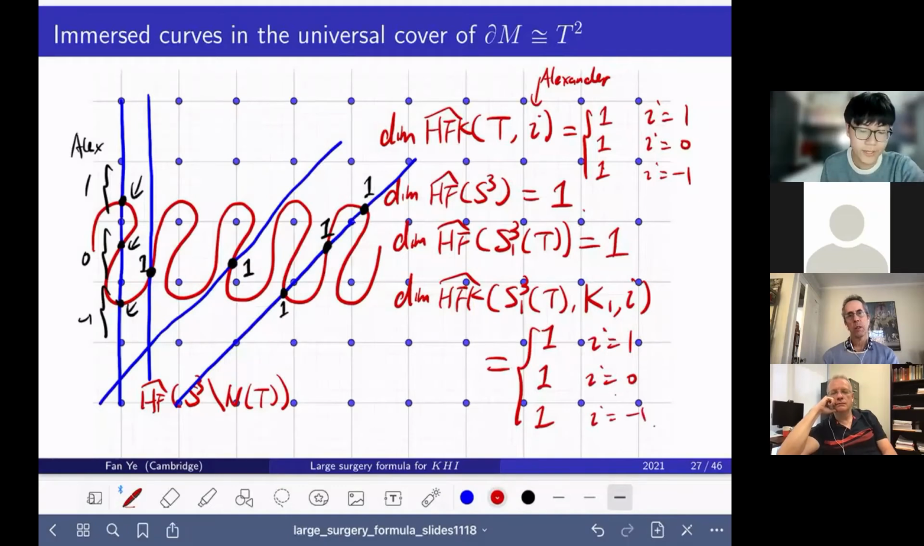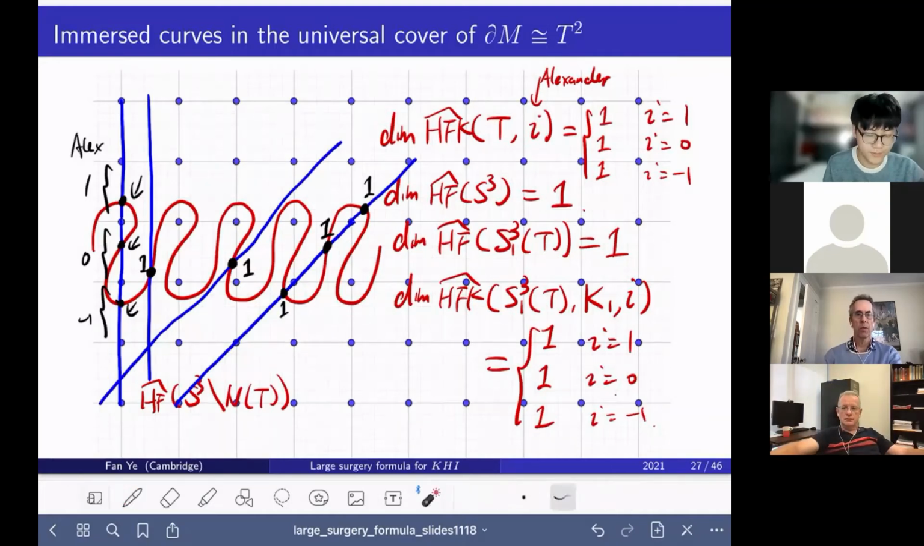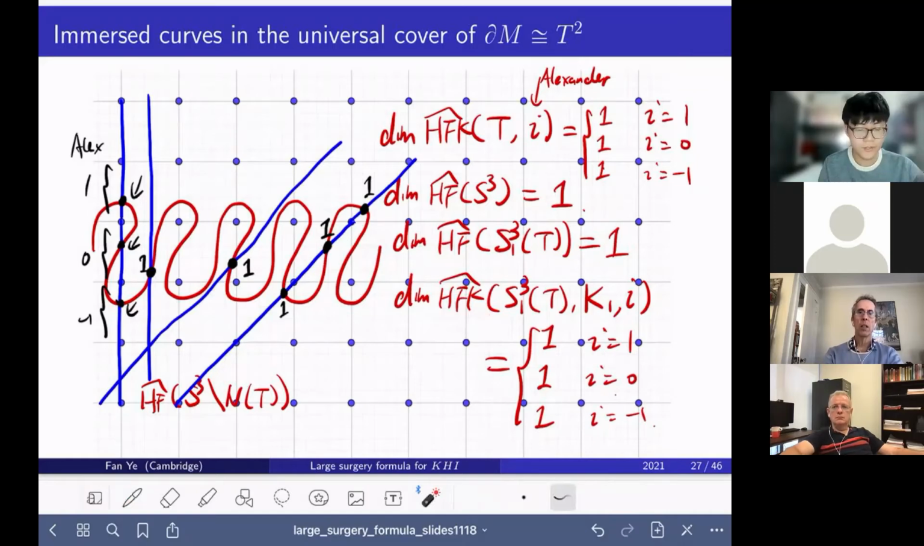Okay, and for any other surgery slope, we can just take a line of slope r. If we want to compute HF hat, we need to consider the line that does not pass the base point. And if we want to compute HFK hat, we need to consider the line that passes the base point. So this is a good picture to understand HF hat and HFK hat.